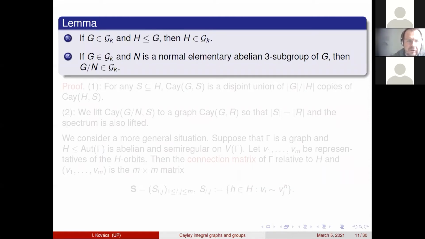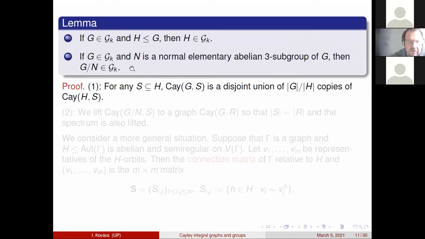So first of all, two properties of this class. The first property, which I already told you, is closeness with respect to subgroups. The next property is closeness with respect to quotients. The second says that if you have a normal elementary abelian subgroup, then the quotient is always in the class. The first is obvious because if you take a subgroup and take a subset, then this is a Cayley graph of the subgroup. In fact, this is a disjoint union of exactly that many copies of this one, and they have the same eigenvalues, so this is clear.